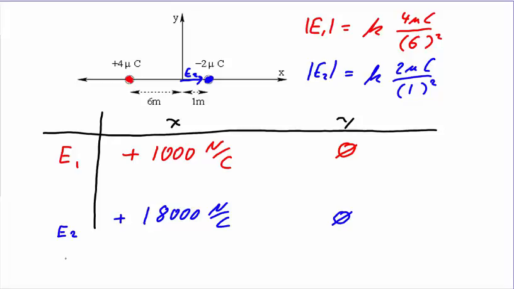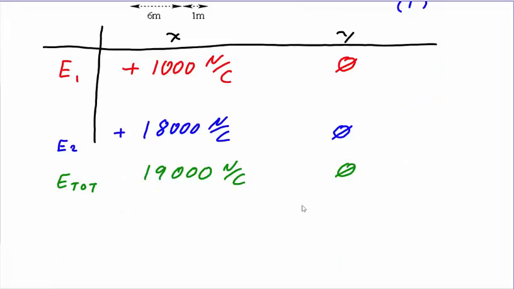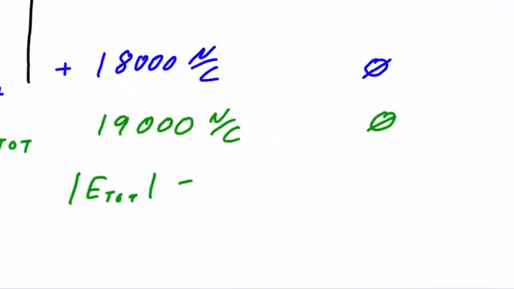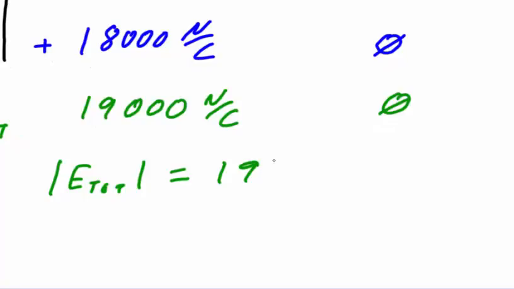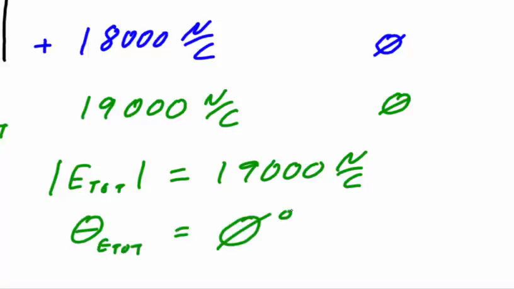So we can simply add these to find E total, which will have a 19,000 newtons per coulomb x component and no y component at all. Since we were asked to find magnitude and direction, we'll do so in a formal manner. And the formal manner says that the magnitude is going to be 19,000 newtons per coulomb, and the direction of the electric field at the origin is 0 degrees, since it's directed straight along the x-axis.